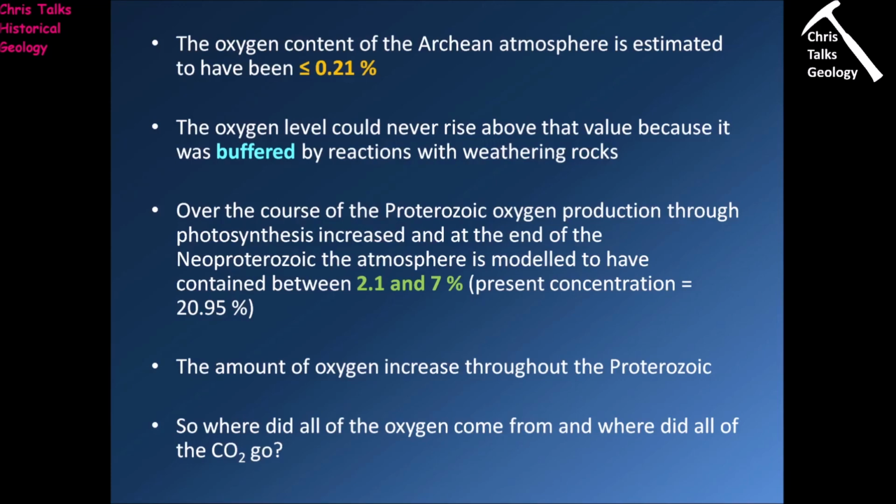Over the course of the Proterozoic, we see oxygen production through photosynthesis especially increasing. At the end of the Neoproterozoic, that's the end of the Proterozoic, the atmosphere is modelled to have had anywhere between 2.1 and 7% oxygen. Once again, the current level is 21%. So it wasn't as high as it is now, but it was a significant increase compared to the Archean. The amount of oxygen obviously increases as you progress through the Proterozoic. So, obvious question: where did all the oxygen come from, and where did all the carbon dioxide in the atmosphere go?